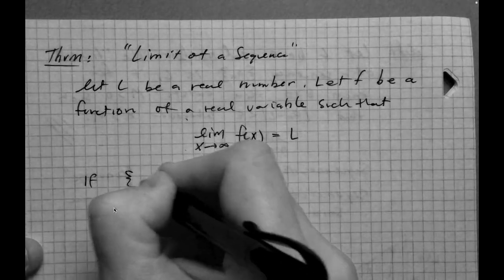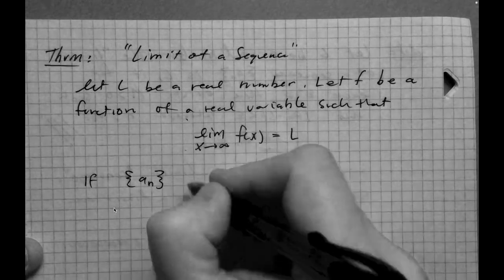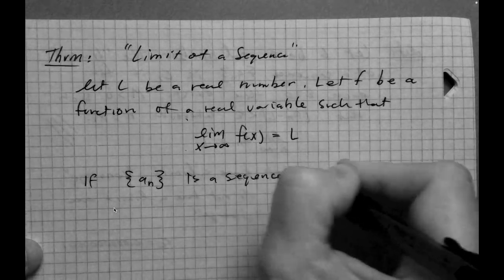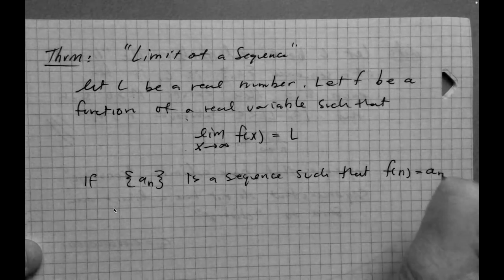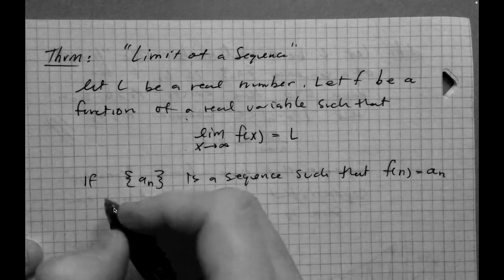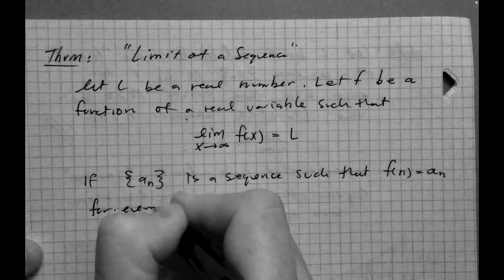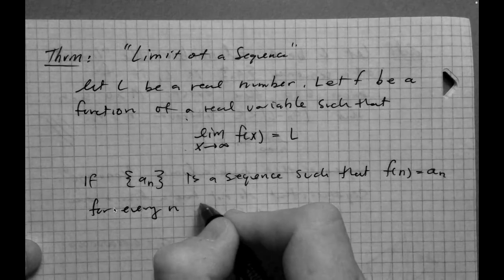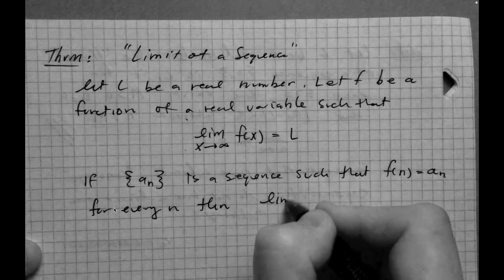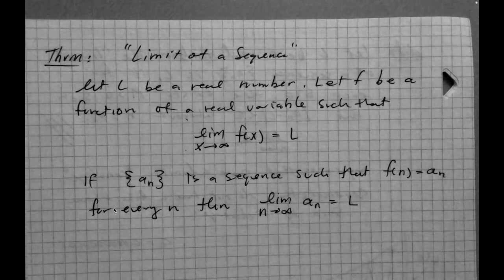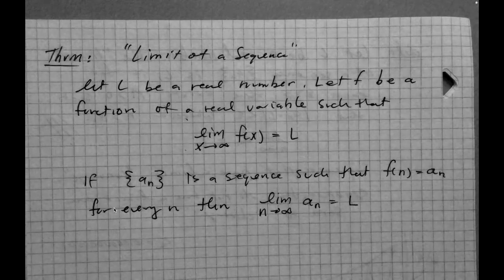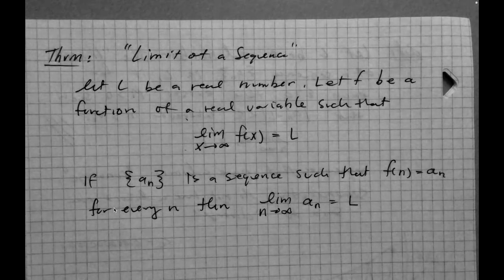Well, if a of n is a sequence such that f of n equals a of n, and I should say for every n, then the limit as n goes to infinity of a of n will also equal L. In some ways this is totally obvious, but I think you do have to say it before you just accept it.